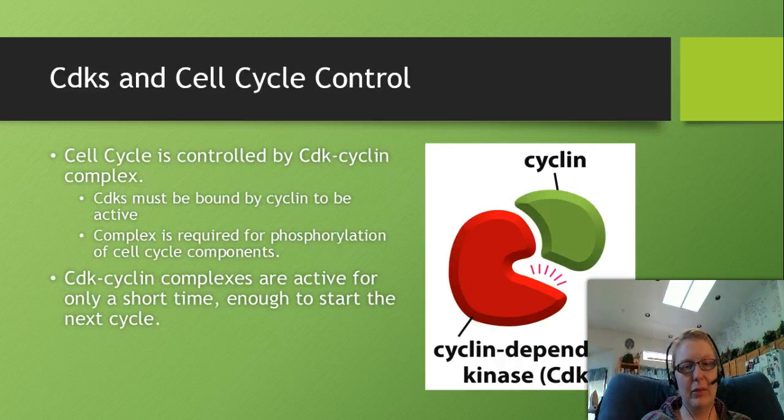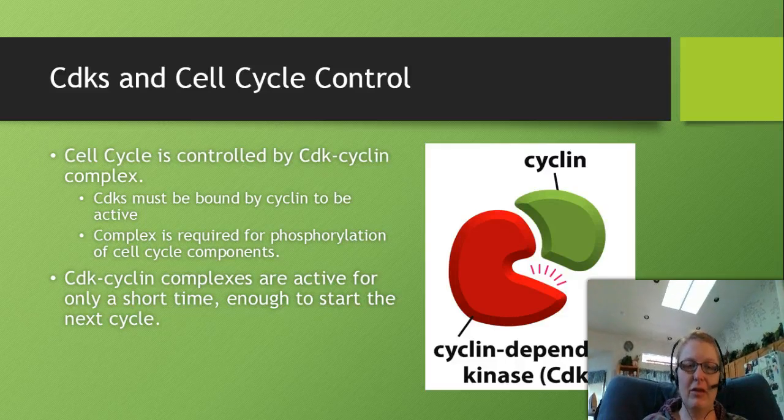So the cell cycle is controlled by something known as the Cdk-cyclin complex. The Cdk is a cyclin-dependent kinase, and you can see that here on the slide. And cyclin-dependent kinases, or CDKs, must be bound to a cyclin in order for them to become active. CDKs on their own are not active enzymes. Once they bind with the cyclin, though, they can become an activated complex through phosphorylation. We'll talk about that here in just a second, but for the moment, just accept that when they bind, they can become active.